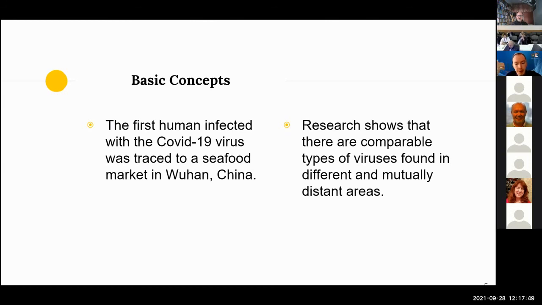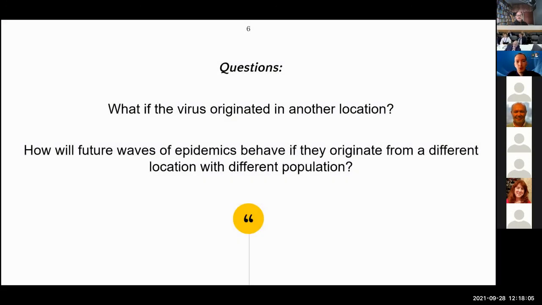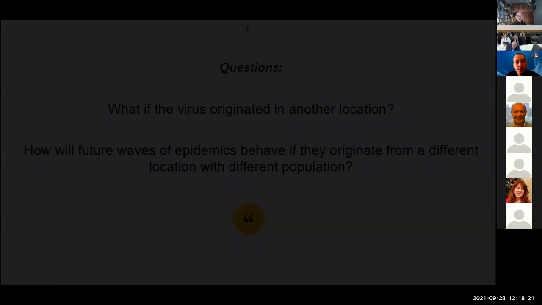So that got me thinking. The best way to approach this topic is basically just to use agent-based modeling and programming with a lot of different inputs, like the basics of economy and so on, to get the right solution. So as I said, what if the virus originated in another location? And how will future waves of epidemics behave if they originate from a different location with a different population? So, as I said, agent-based modeling is a way to go.